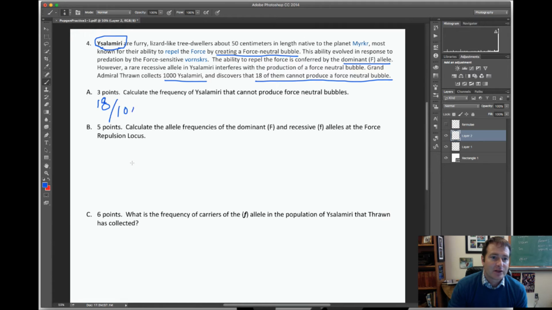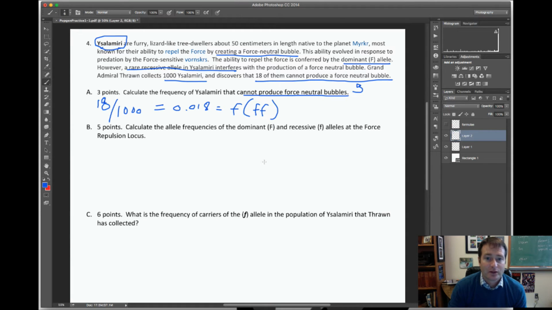18 out of 1,000 of these creatures have this particular phenotype, right? 18 of them cannot produce. There it is. Okay. The frequency is therefore 0.018, and that is actually the frequency of individuals that have this genotype. See? A rare recessive allele interferes with that.